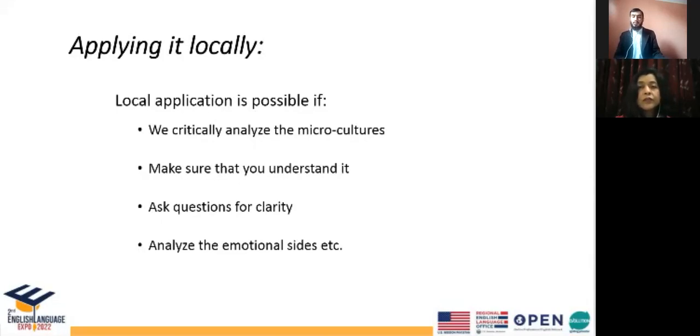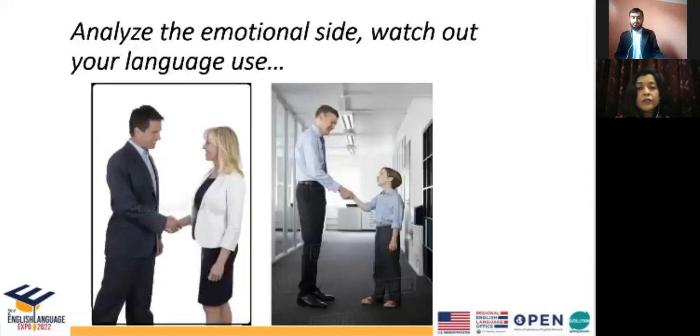And then we should also analyze the emotional side, because it is always said that males and females have different emotional backgrounds. Now, for instance, if we look at this picture, here we can see a male shaking hands with a female and an adult shaking hands with a child. So here the emotional side is very important. So analyze first of all the emotional side.